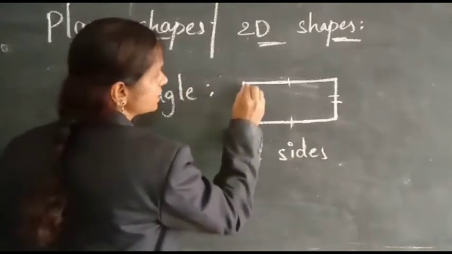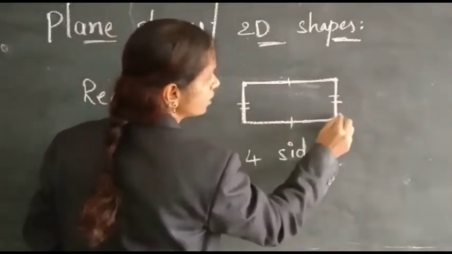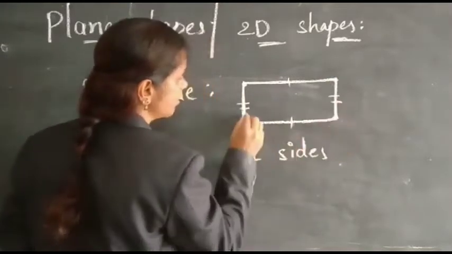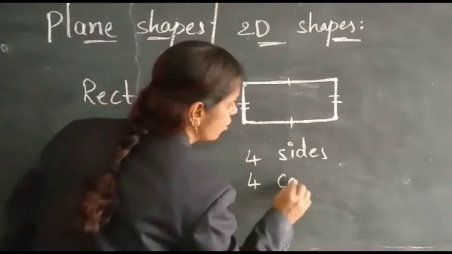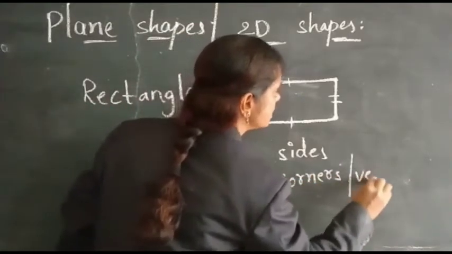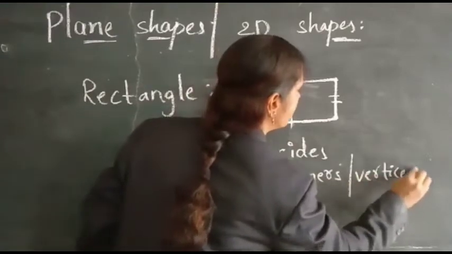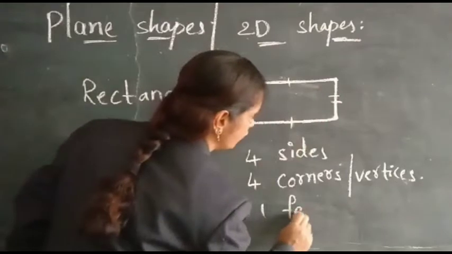And a rectangle has four corners. 1 corner, 2 corners, 3 corners, and 4 corners. A rectangle has four corners or vertices, and it is a flat shape, one flat face.